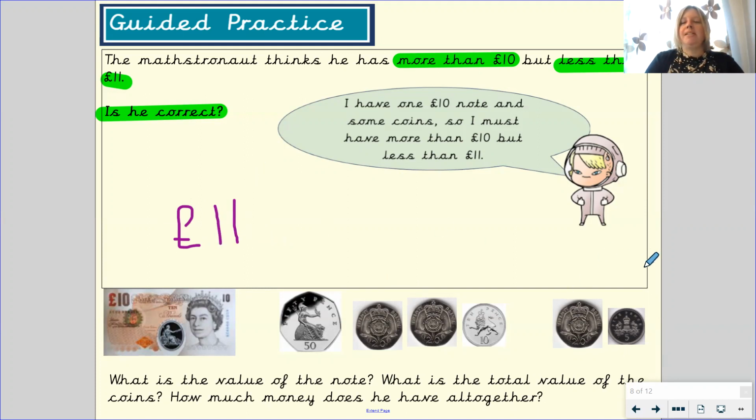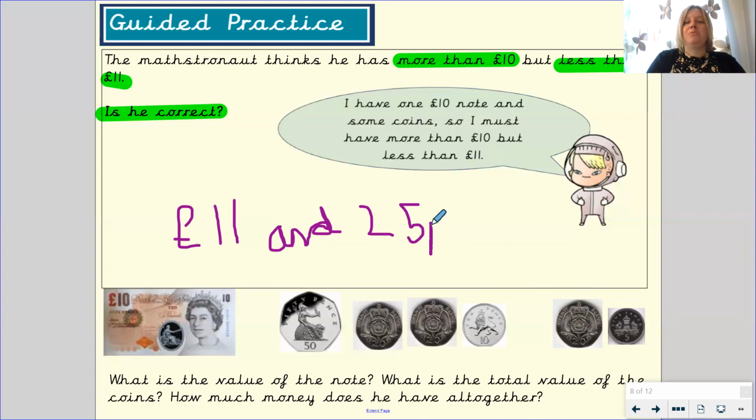How much money does the astronaut have here? Can you add that together for me to find the total amount of money? Oh dear, Miss Williams, that wasn't very good. So he has £11 and that's right, 25p.